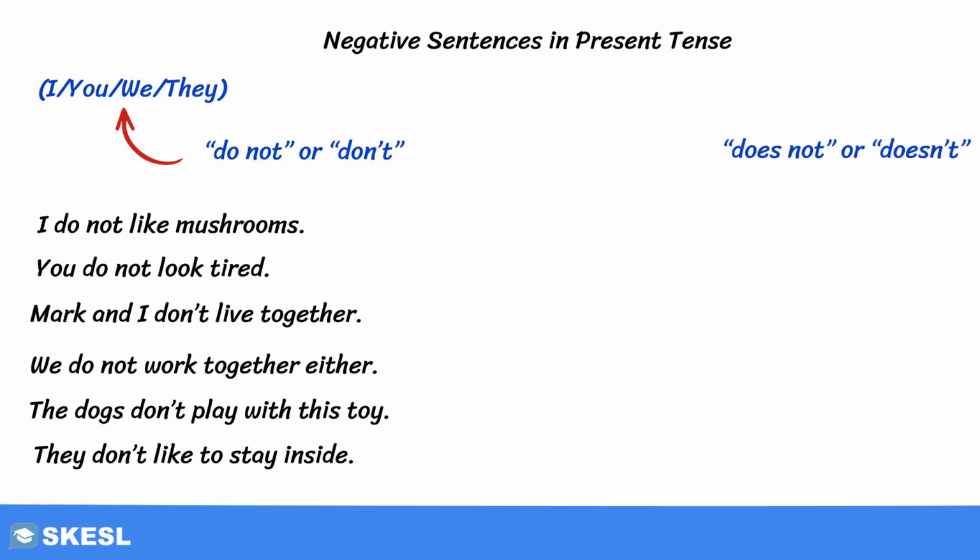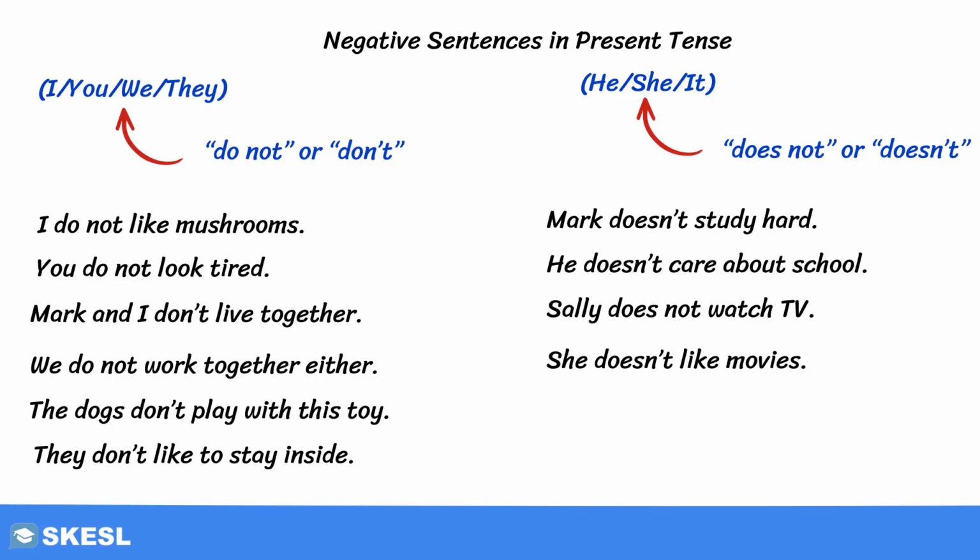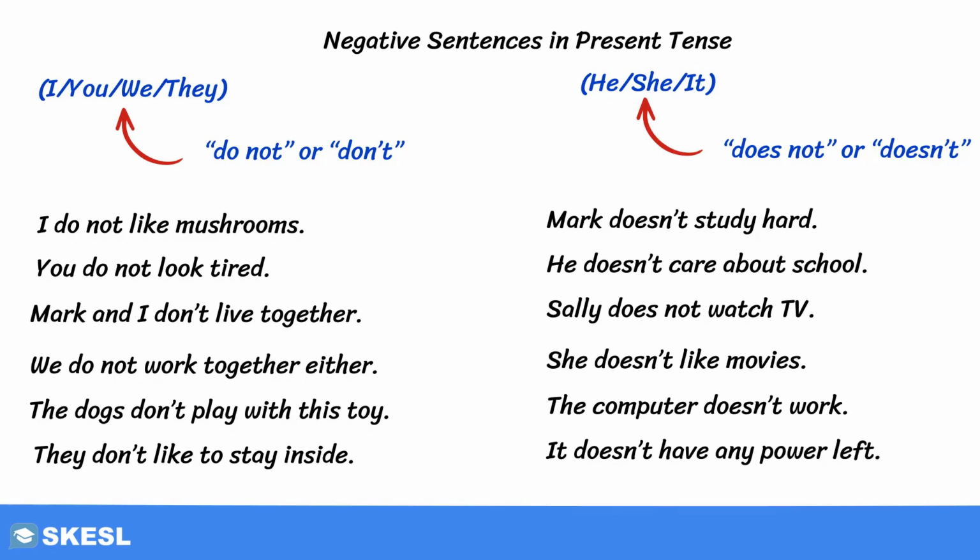Use does not or doesn't when the subject is he, she, it. For example, Mark doesn't study hard. He doesn't care about school. Sally does not watch TV. She doesn't like movies. The computer doesn't work. It doesn't have any power left.